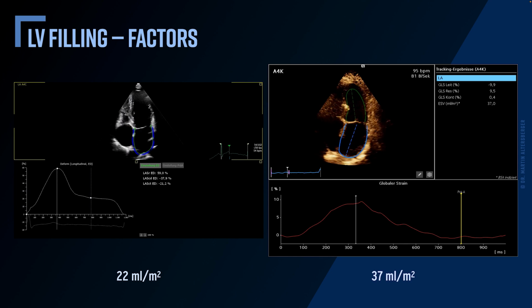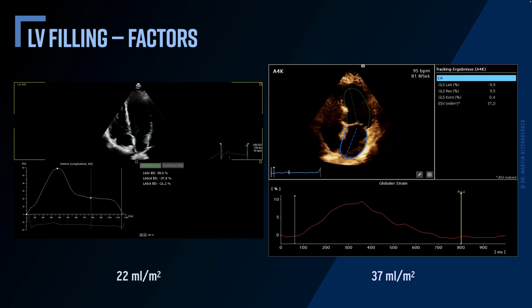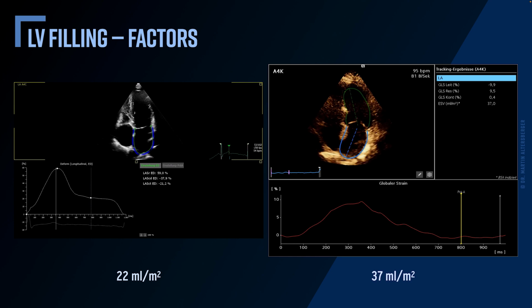And you have a very nice way of seeing how the left atrium dilates, the reservoir phase, and then also contracts, the contraction phase. And that is all normal. So this is a normal left ventricle and a normal left atrium and a normal filling.